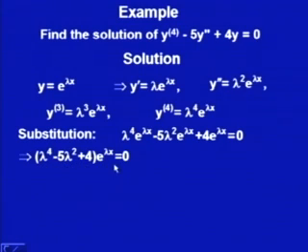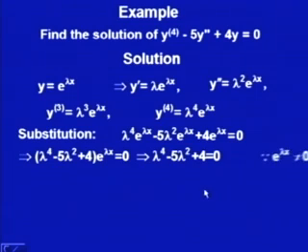Now, this e to the power lambda x cannot be 0 because we are taking this as a solution. So, it should not be a trivial solution, that is, it should not be 0 for all x. That says that lambda to the power 4 minus 5 lambda square plus 4 should be 0.